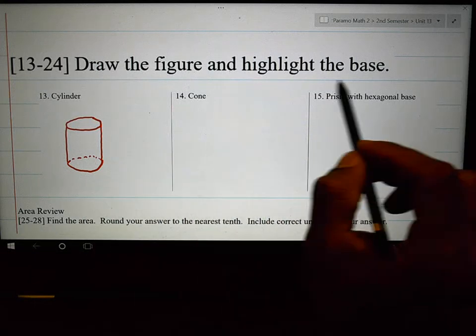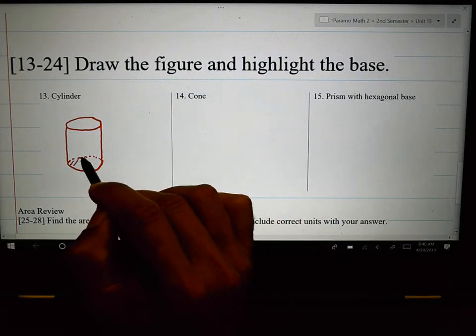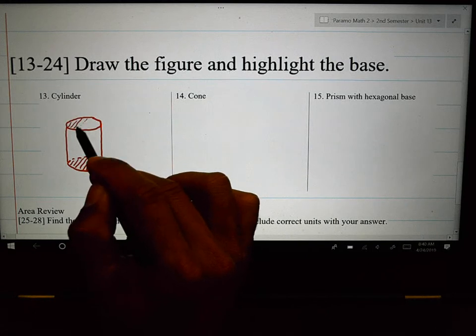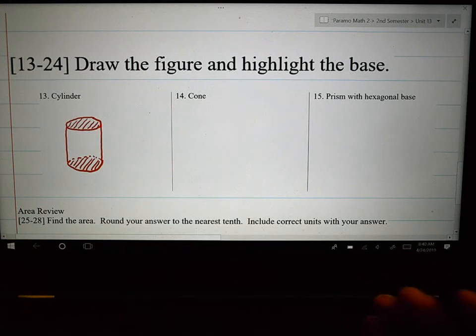Draw a figure, highlight the base. Here's my base. The bottom. You could also, since the top and the bottom are the bases, they're parallel to each other, you can highlight both.